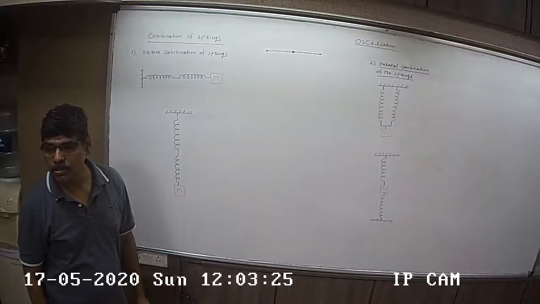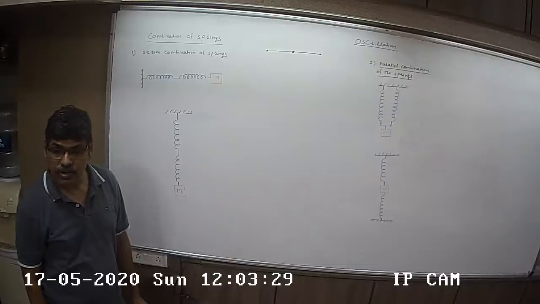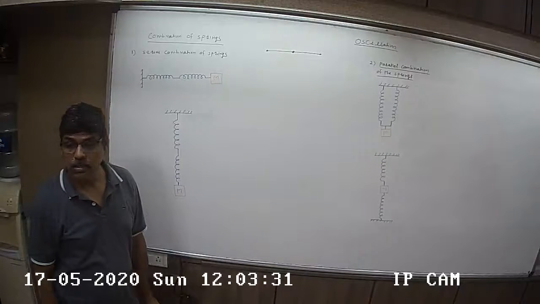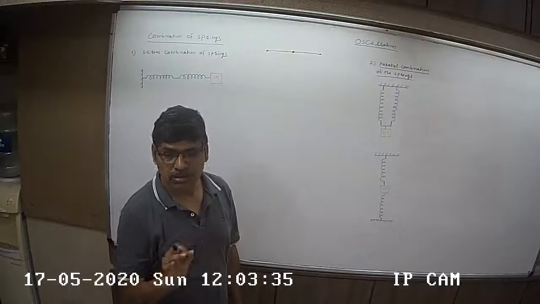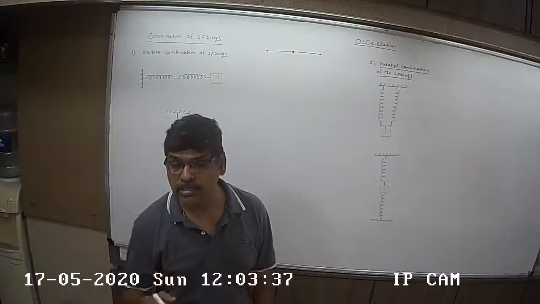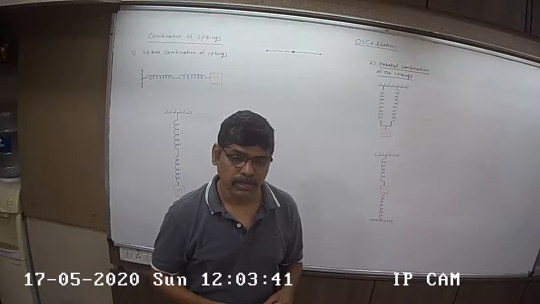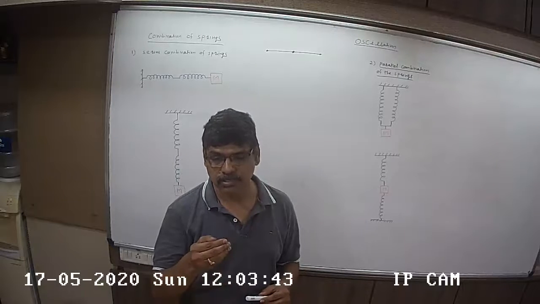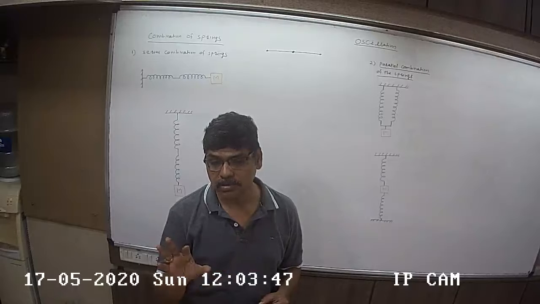Frequency is the number of oscillations in unit time, 1 second. The relation between frequency and time period is f is equal to 1 upon time period. All these things you have to remember and revise again and again. Then the expressions for acceleration, velocity and displacement. Please remember that.